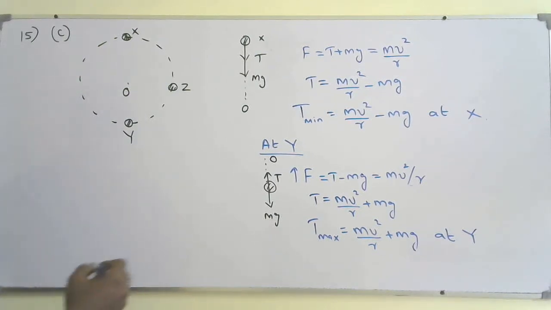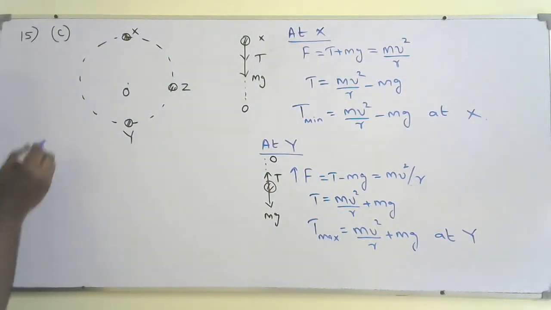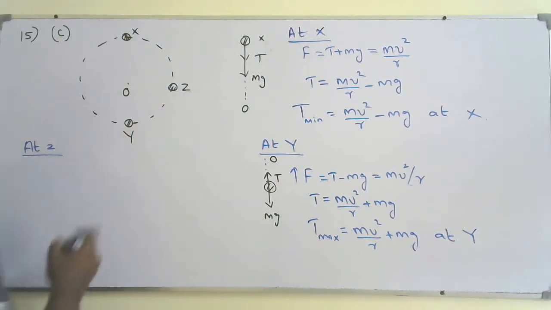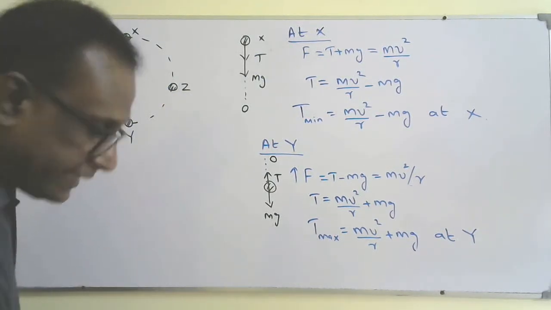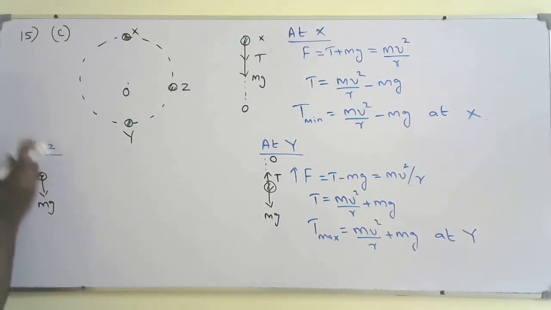At Z, the only force acting towards the center... if I draw the free body diagram at Z, the weight will act vertically downwards and the tension will act towards the center, O.